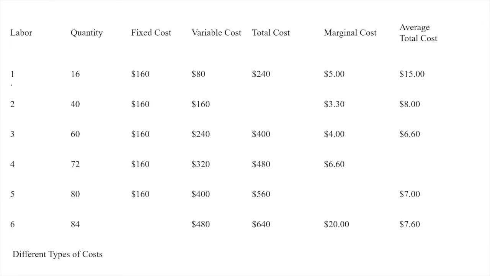Let us put our formulas into practice to find the missing figures on this table. Remember, fixed cost plus variable cost equals total cost. The fixed cost, when we added a second worker, is $160. The variable cost is also $160. Therefore, the total cost is $320. To find the average cost, we divide the total cost by output. The total cost for the fourth worker is $480. The output is $72. Therefore, the average cost is $660.